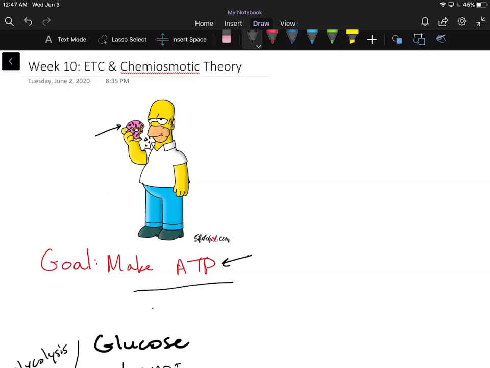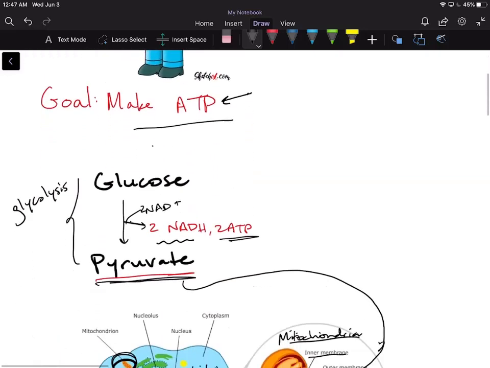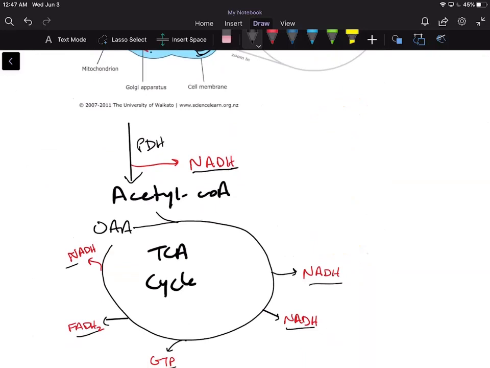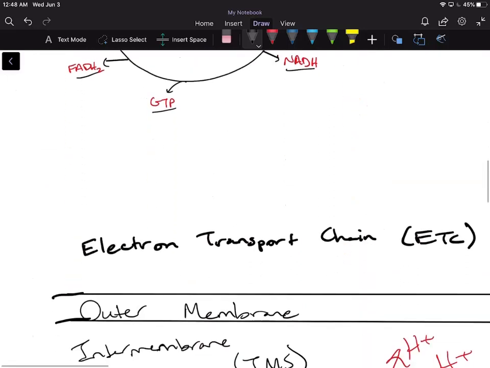So this is where the electron transport chain comes in. Now all that work we did to break down glucose into pyruvate, all that work we did in the TCA cycle to further oxidize our carbons and store that energy in those electron carriers of NADH and FADH2, now we're going to get into our payoff. We're going to take that energy and finally make our end goal of ATP.